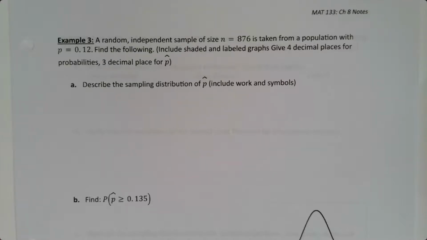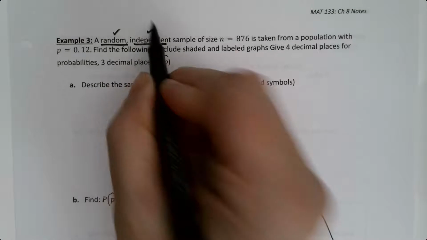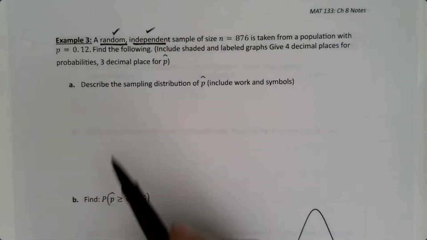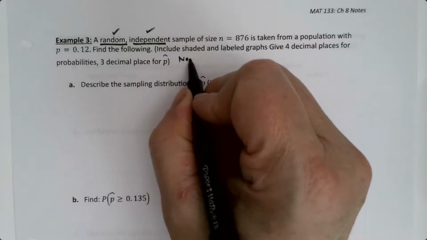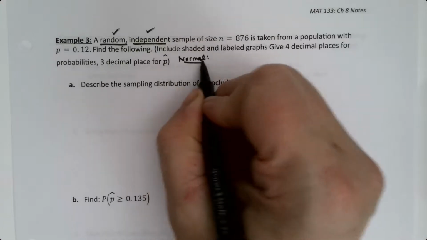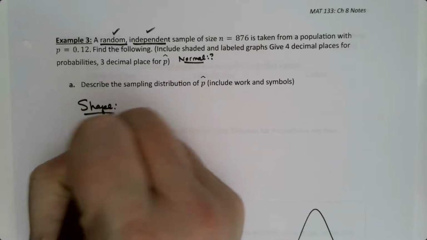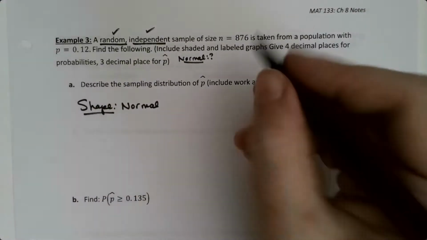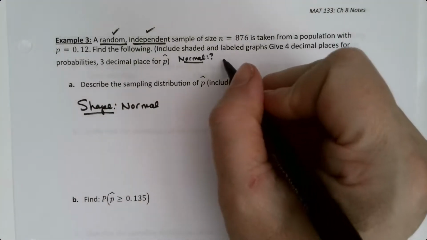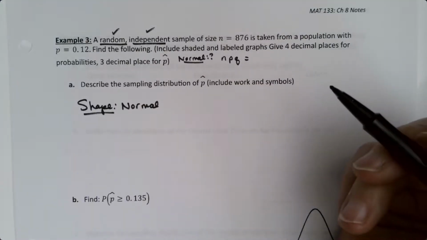Now, on a side note, you'll notice that random and independent were given, so they're already set. The problem didn't ask for this, but I'm going to throw this in there. Do we have normal? It's going to come right here. We're going to want to say the shape is normal. So do we in fact have that? Well, we'll have it if n p q is greater than or equal to 10.